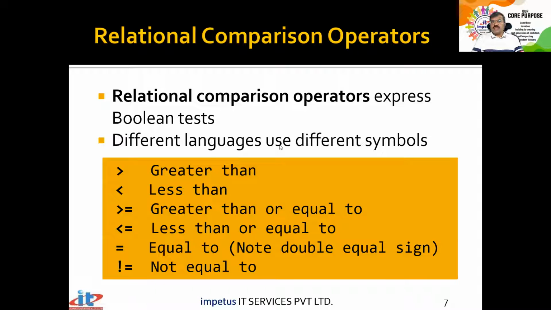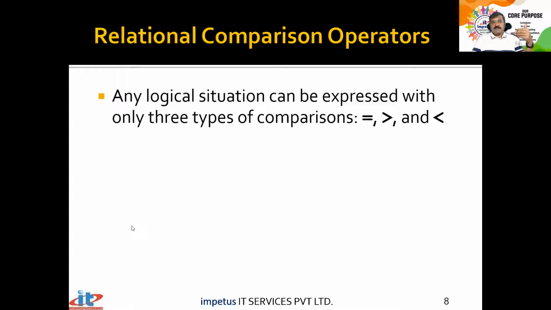You are free to use any of those, but throughout this logic, use only one symbol. That means if I start using this not equal to symbol, then use the same symbol throughout the program. It should not happen that the first time you use one symbol, and next time you use another symbol. You should be consistent with the choice of your symbols.